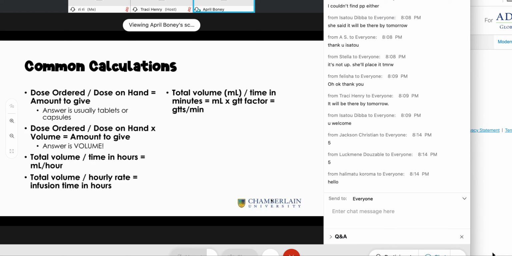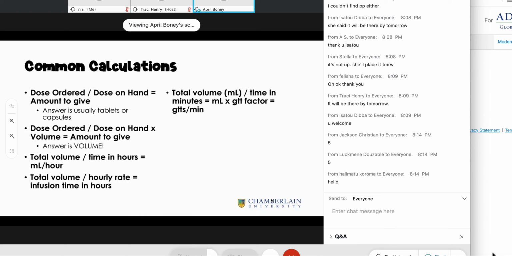Then you have total volume divided by time in hours. That's the way you're going to come up with milliliters per hour. So let's say your doctor wants to give 1,000 milliliters of IV fluid over 8 hours. When you do the math, you're going to get 125 milliliters per hour that you're going to program into your pump.